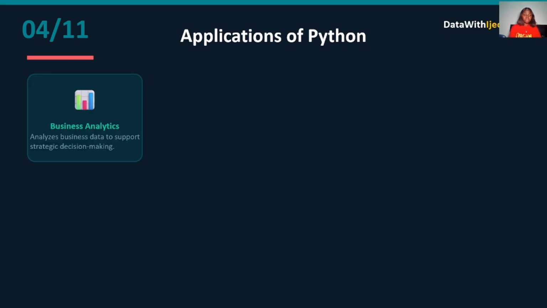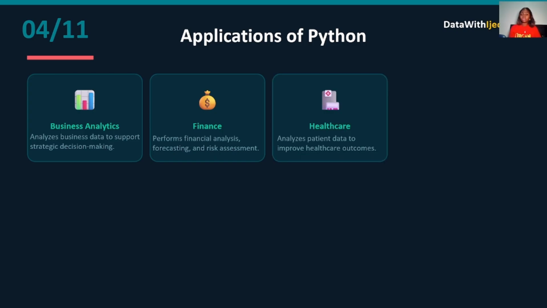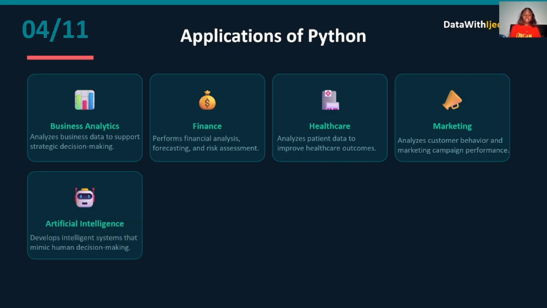In business analytics, we use Python to analyze business data to support strong decision making. In finance, we use Python to perform financial analysis. Also in healthcare, Python is used to analyze patient data to improve healthcare outcomes. In marketing, Python is used to analyze customer behavior and marketing campaign performance. Also in artificial intelligence, Python is used to develop intelligent systems that mimic human decision making, for example, robots. Also in machine learning, Python is used to train models to predict patterns from data.